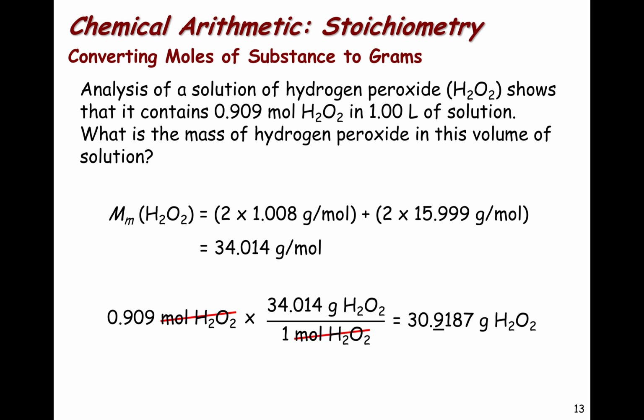The 9 to the right of the decimal point is the least significant digit. The first insignificant digit is less than 5, so we don't round it up. And so our ultimate answer is 30.9 grams of hydrogen peroxide, making sure that we've written down both the value, the unit, and the formula of the compound.